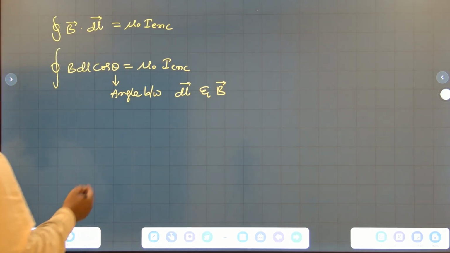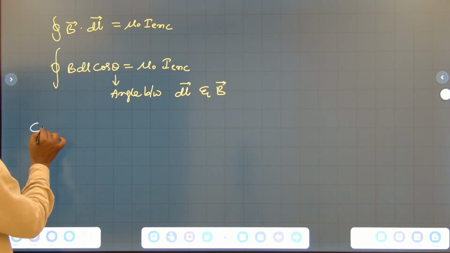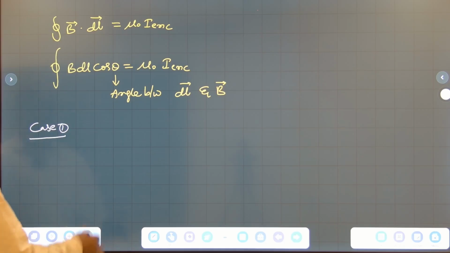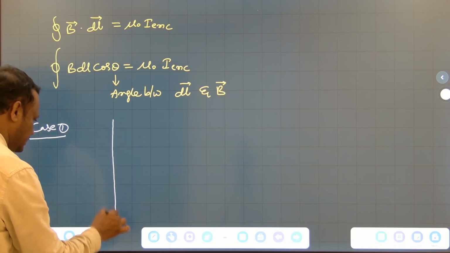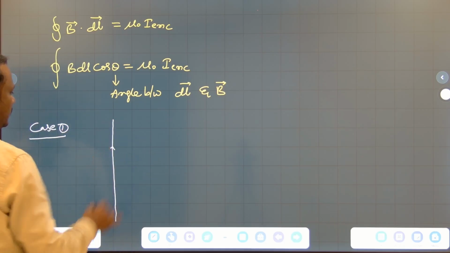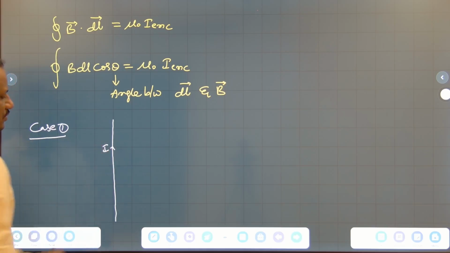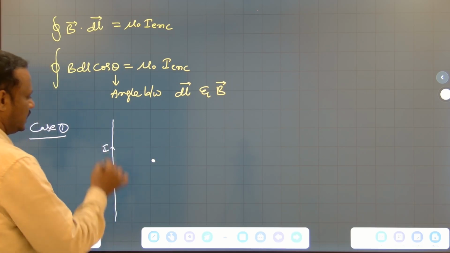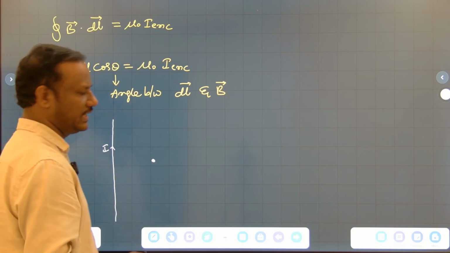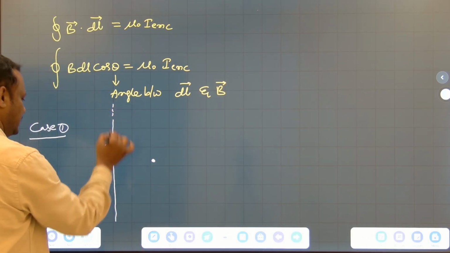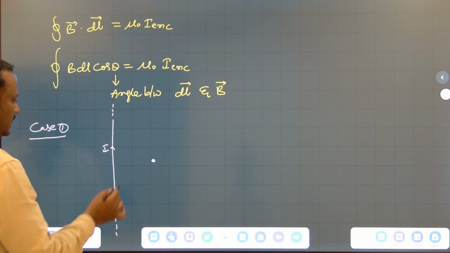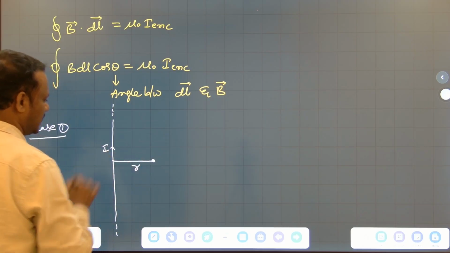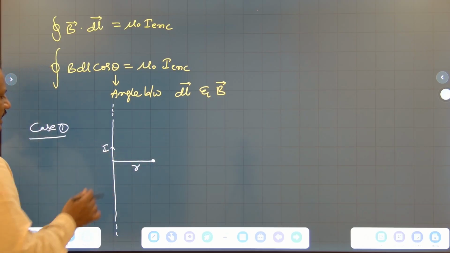From this Ampere's law, I am taking cases. Case one is a straight current carrying wire, with current I. I want to find the magnetic field at this point. Just imagine it is of infinite length. The perpendicular distance from the wire to this point is r.